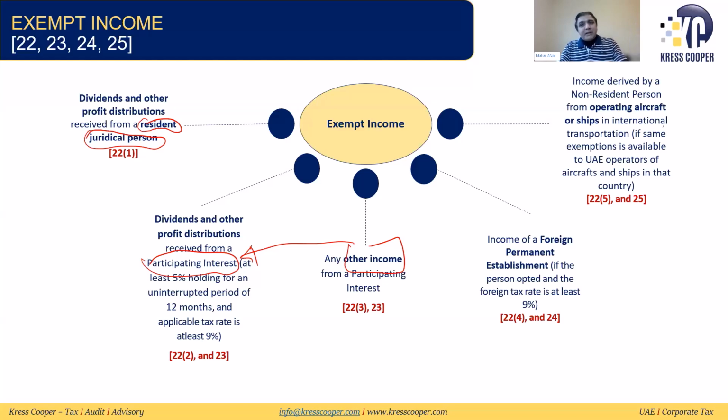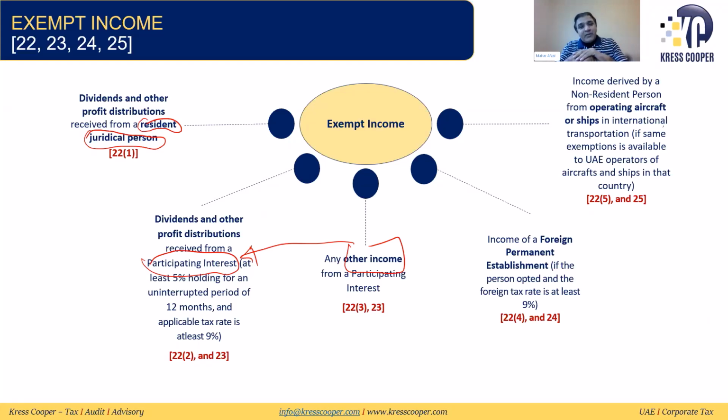And fifth is income derived by a non-resident person from operating aircraft and ships in international transportation, if the same exemption is available to UAE operators of aircraft and ships in that territory or in that jurisdiction or in that country. So these are the 5 categories of exempt income. As we discussed, these are the exempt income of a taxable person. So when the taxable person is calculating accounting profit, definitely they will be considering all these income.